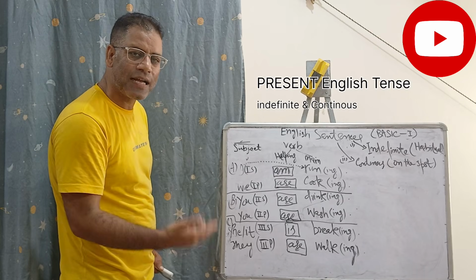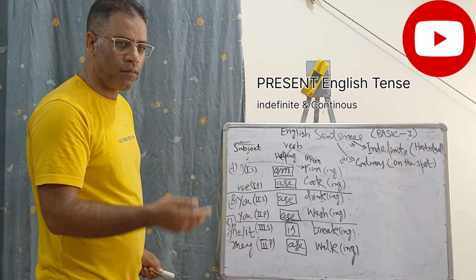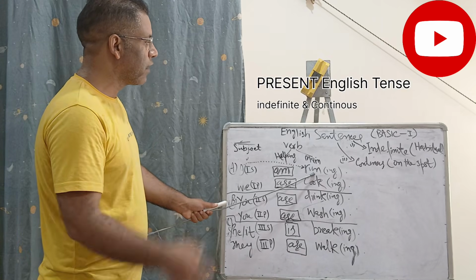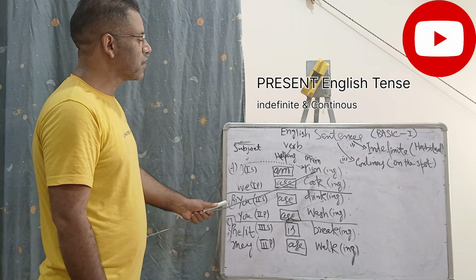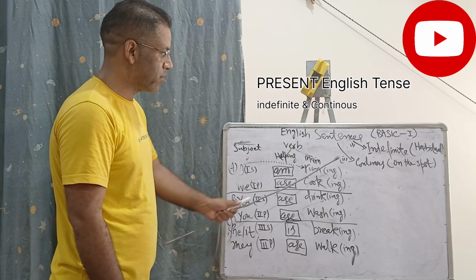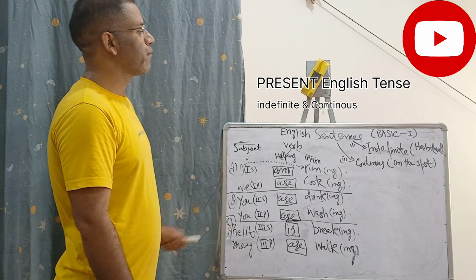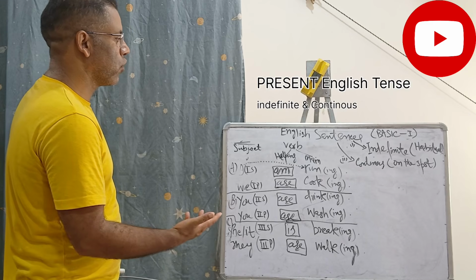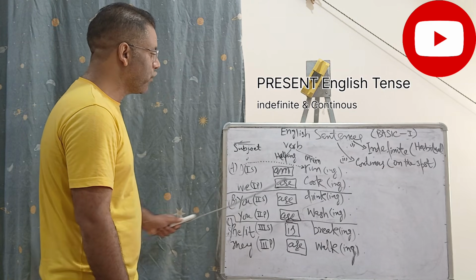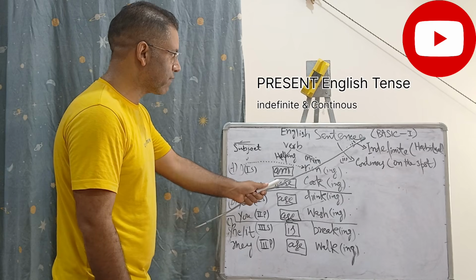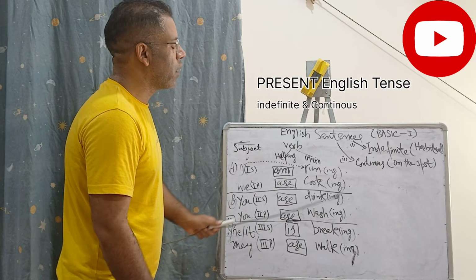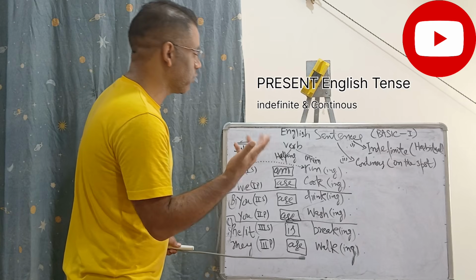Hope that you will understand it. I'll just give a recap. I run, habitually I run, but I do not run at the time of speaking. I am running. It is the continuous form. I actually run on the spot at the time of speaking. Likewise, we cook, indefinite form, habitual communication. We are cooking, the communication at the time of doing the work.